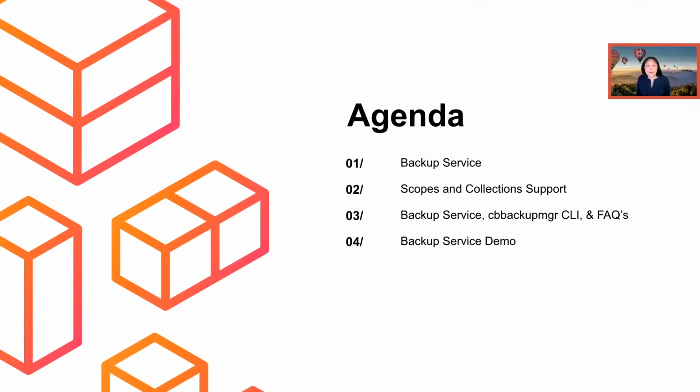Today, I want to tell you about the new backup recovery options in Couchbase Server 7 and introduce you to the backup service. You'll also learn about the new scopes and collection support and backup restore. Finally, I'll talk a bit about the differences between the backup service and CB Backup Manager and finish with a demo of backup service with direct backup to S3.